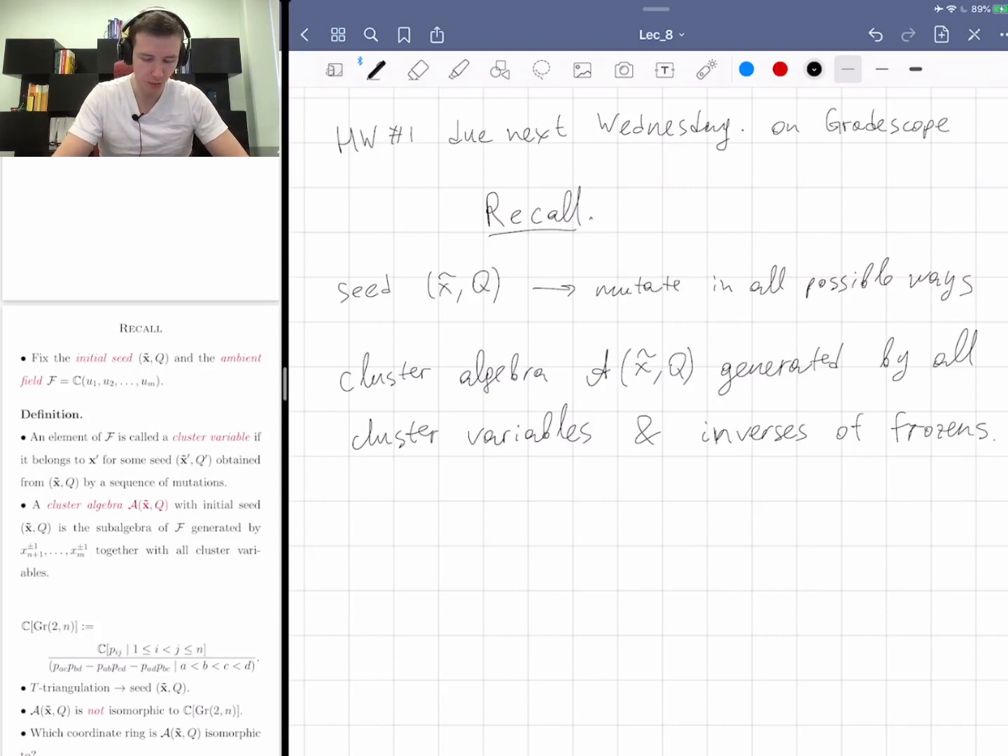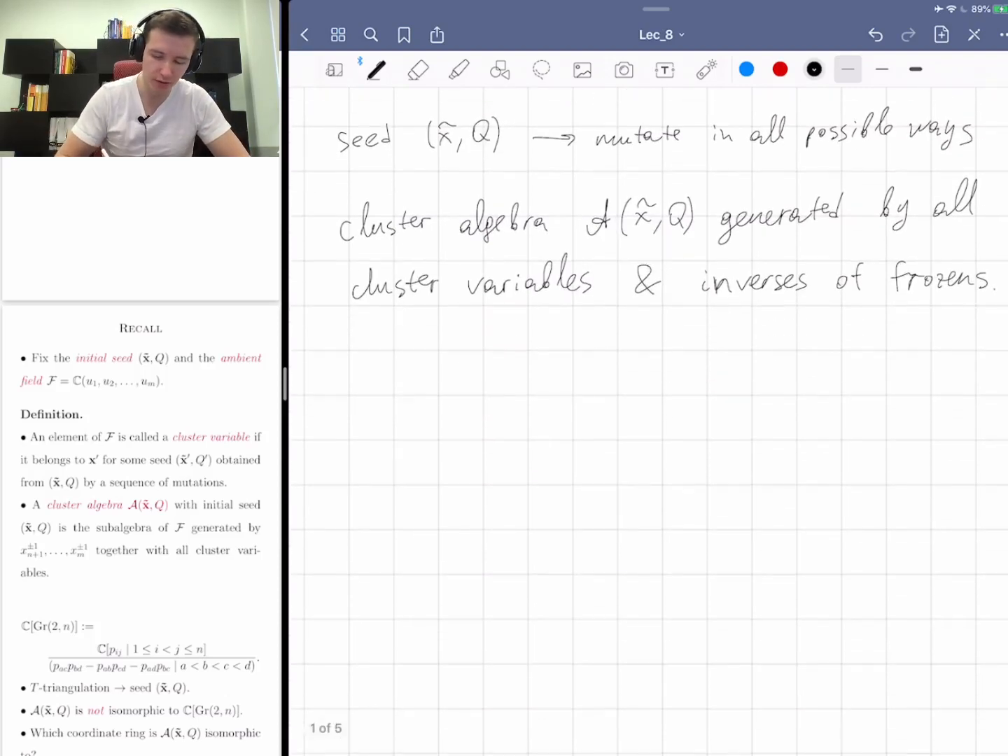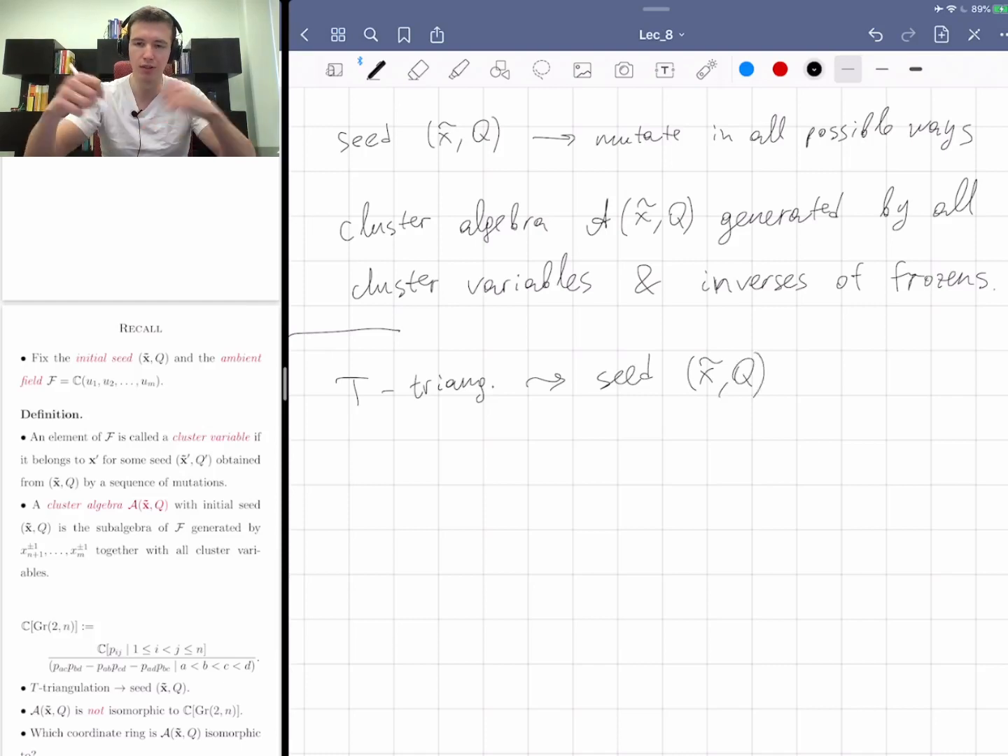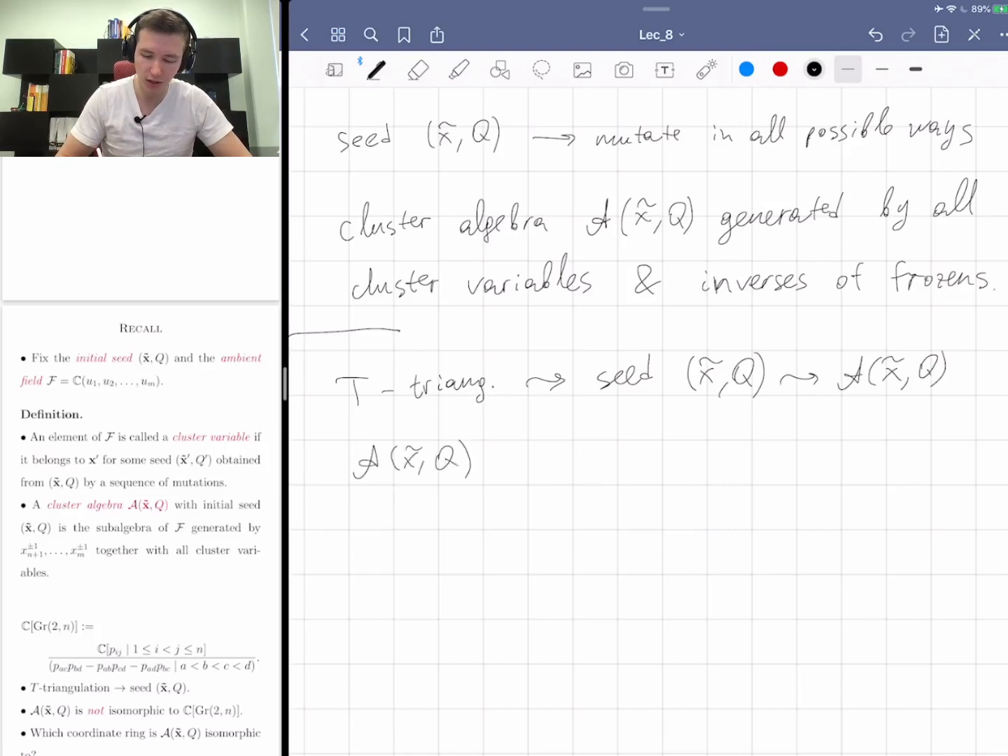Right, and so what we discussed last time was that if I take T a triangulation, from here I get a seed, the usual one where you label the diagonals by P_ij, and then from here I get a cluster algebra, which, as we discussed last time, is not isomorphic to the coordinate ring of the Grassmannian of 2-dimensional planes inside the n-dimensional space.